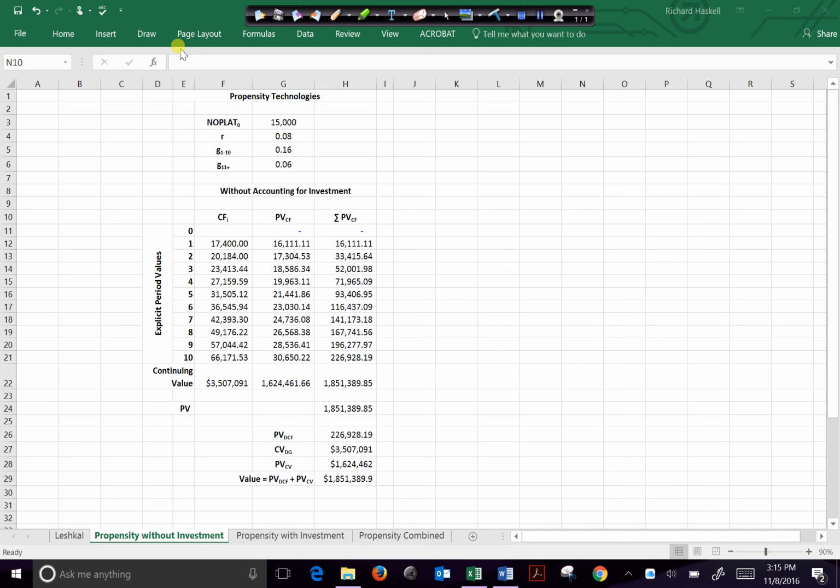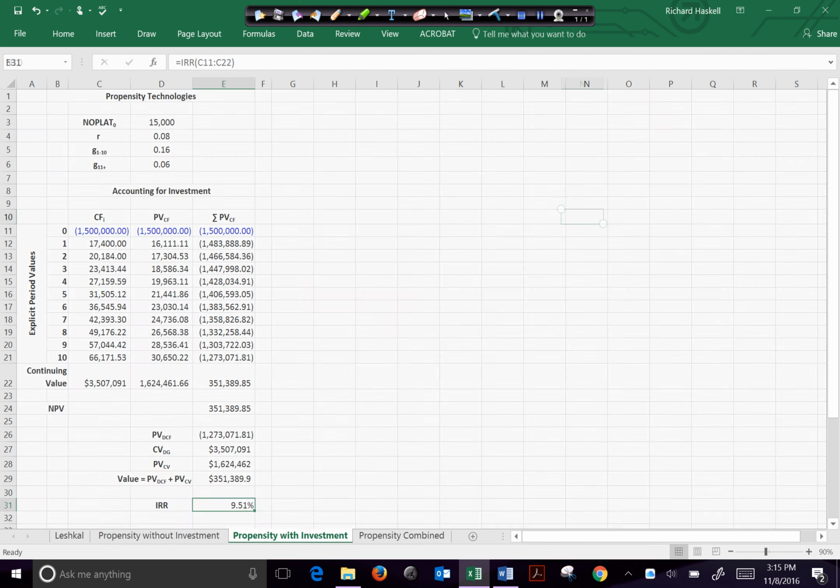So I've put together a model here that does not include any values for year 0. So there's no investment value input into this yet. So this is not a net present value expressly. It is a present value equation, and you'll see how we morph that to a net present value as we go through. First I'm going to show you Propensity Technologies without an investment, and then I'll show it to you with an investment.